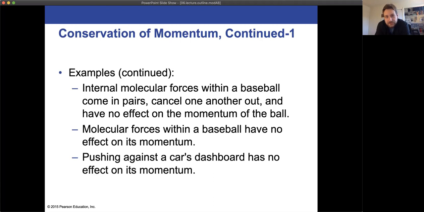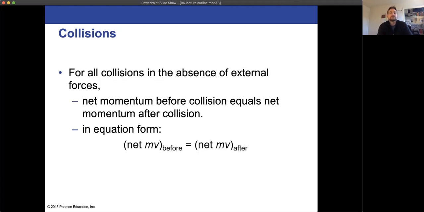It has to be external to the system in order to change the momentum. If there aren't any external forces, then we can talk about the conservation of momentum, the total momentum of the system, whatever objects there are, before the collision or the event or the explosion or whatever. We've got the before and then the after. And the total momentum before has to be equal to the total momentum after if there aren't any net forces acting external to the system.